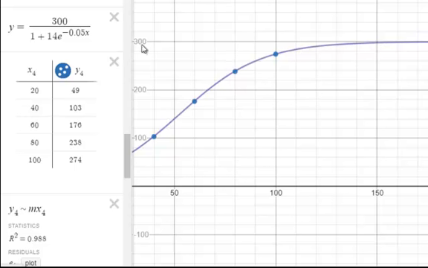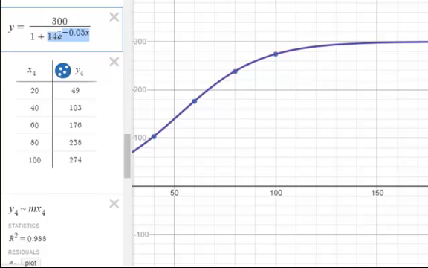Apparently that would be 300 deer. When we look at the equation, that's the numerator. Well, how does that happen? For relatively large times, in this case 150 months for example, e to the negative 150 times 0.05 becomes pretty small.